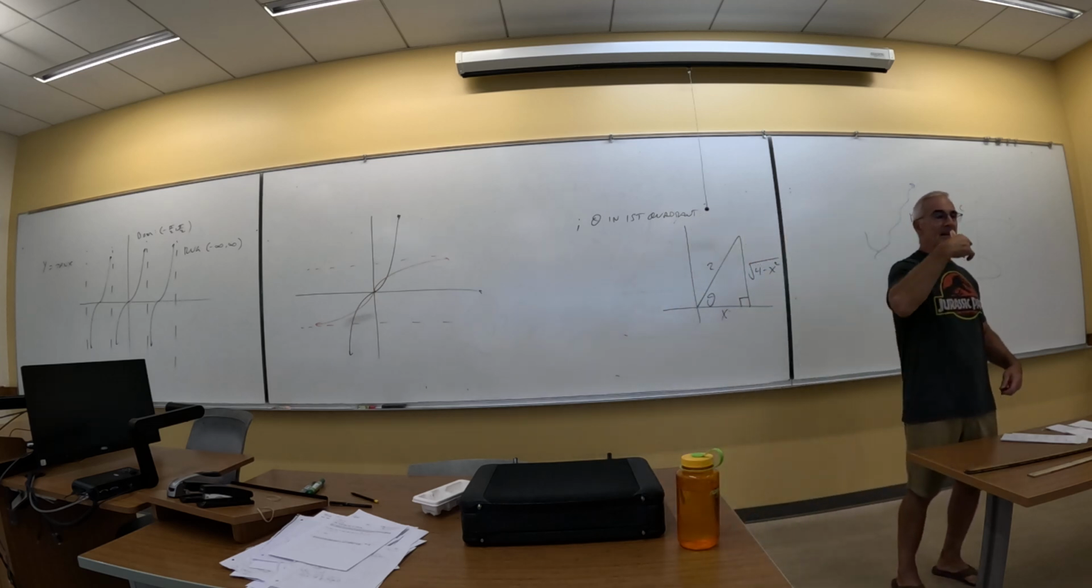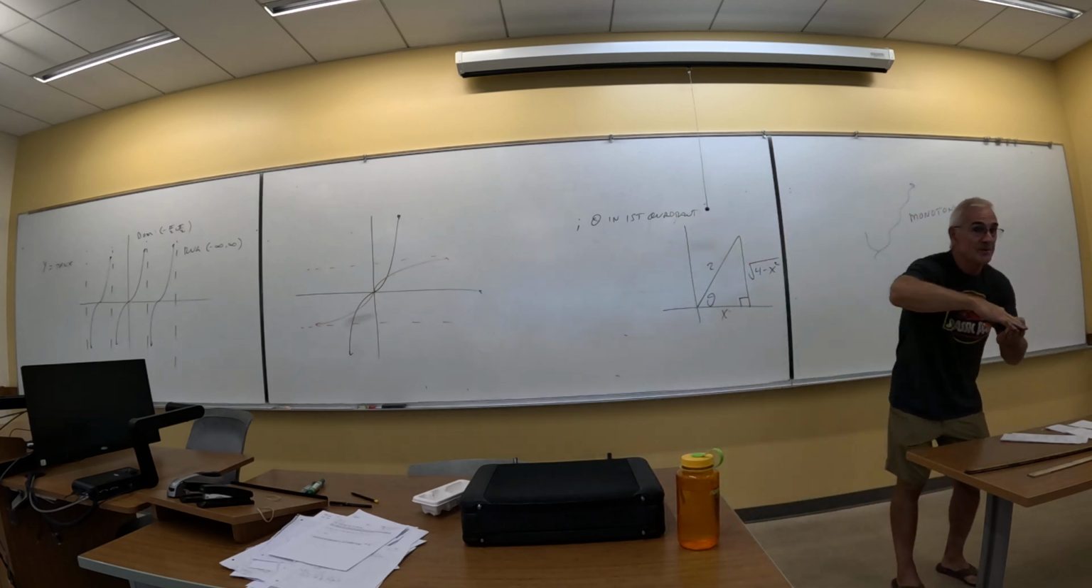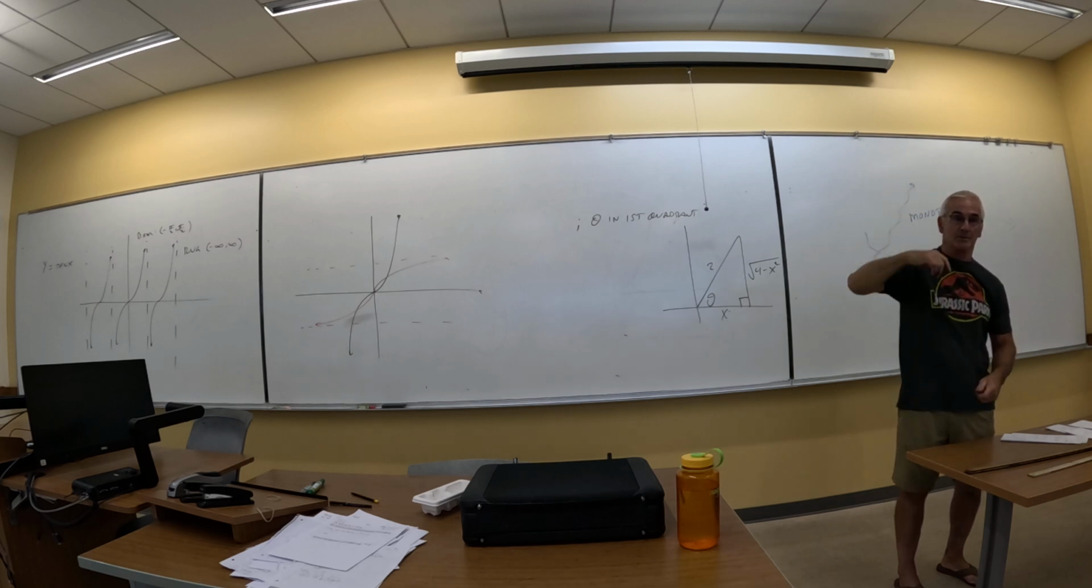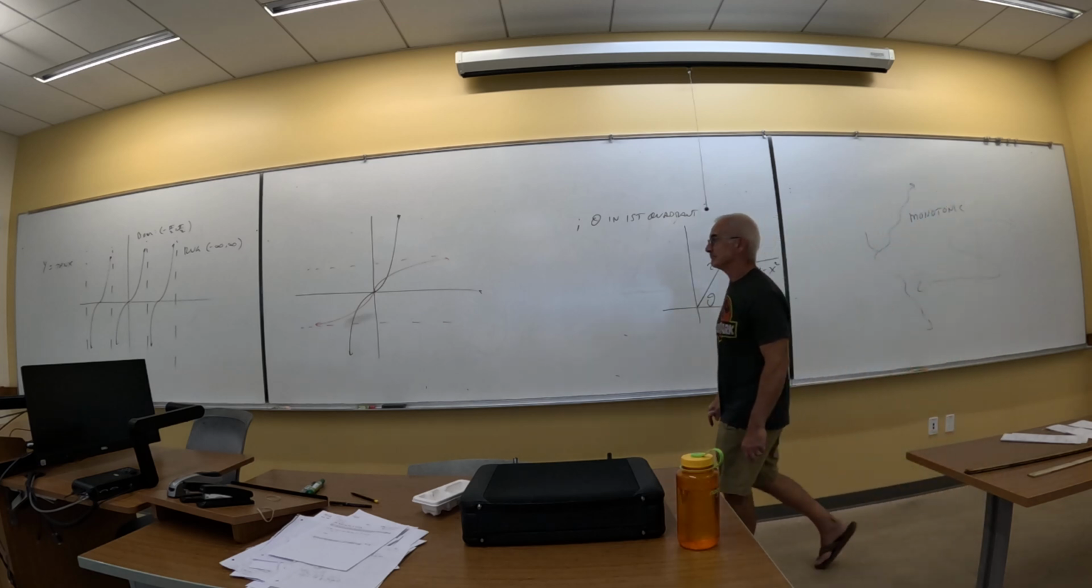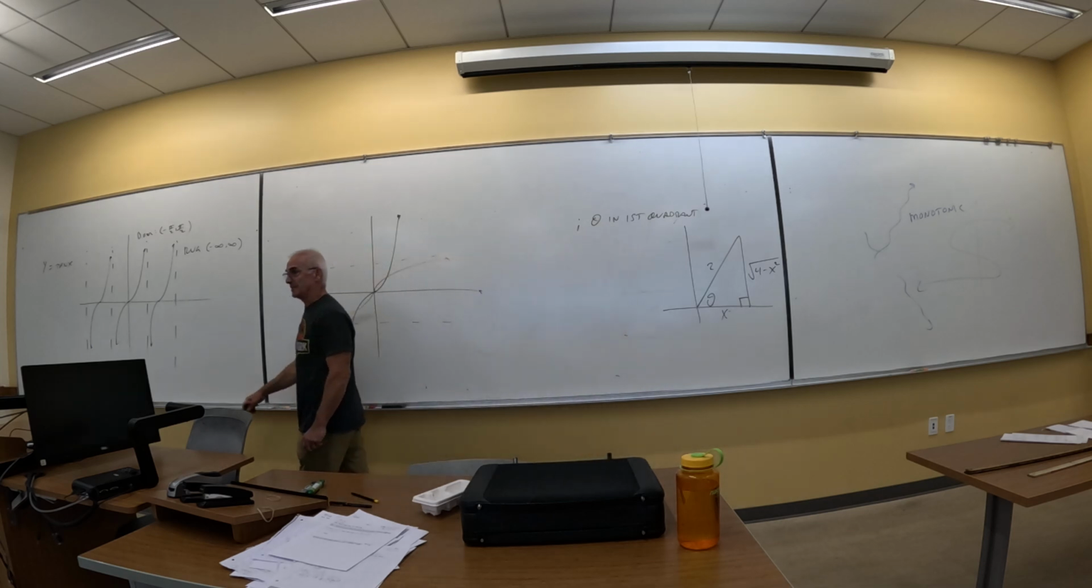I can input any real number for inverse tan, and I'm going to output something between negative pi over 2 and pi over 2. That's very, very handy now, isn't it?